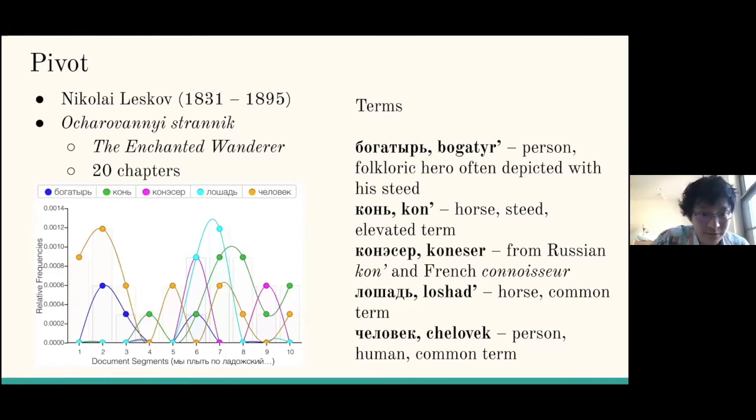So here's a graph. It's kind of hard to read because there are so many terms, but I was mapping out the different words that you see with horse, kon, loshad, which have these stylistic differences, but also these different person terms, chelovek, which is just a general person, and bogatyr as this mythic person that's often associated with horses. And then connoisseur is this Leskovian neologism where he combines French and Russian for this person who really knows horses.